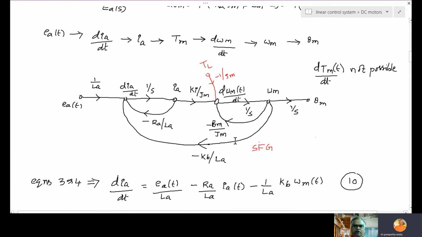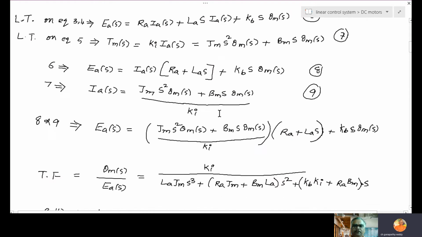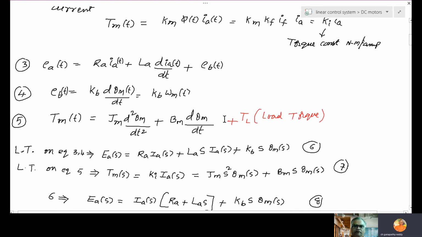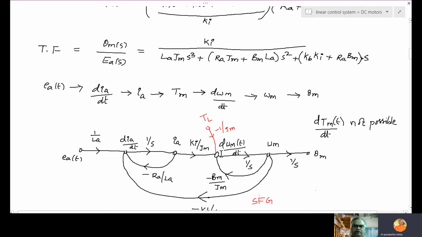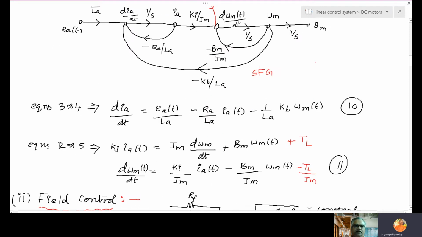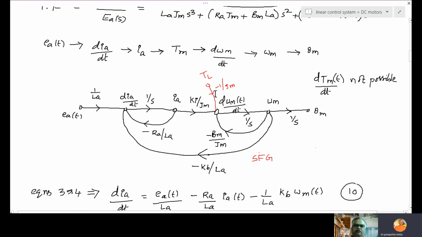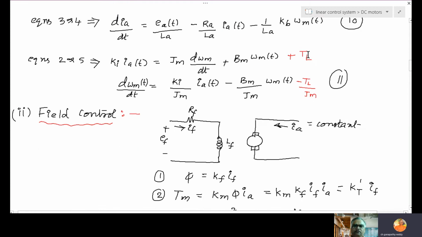So if an additional term, the load torque TL, is also added, wherever I have written in red, in the equation minus TL by Jm, so TL with minus 1 by Jm will be added. So this output is also added. Just observe wherever something extra is written in red color.